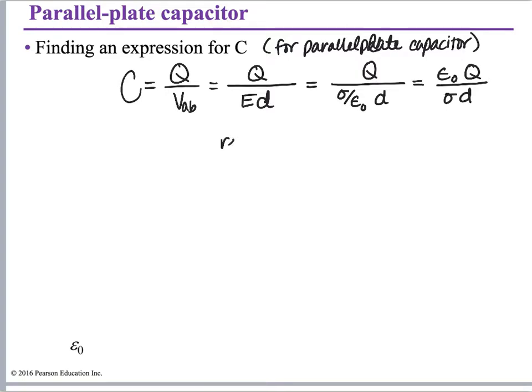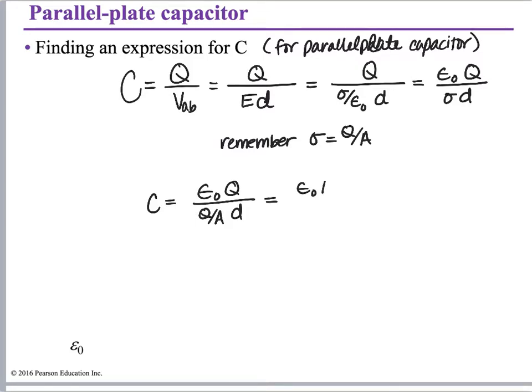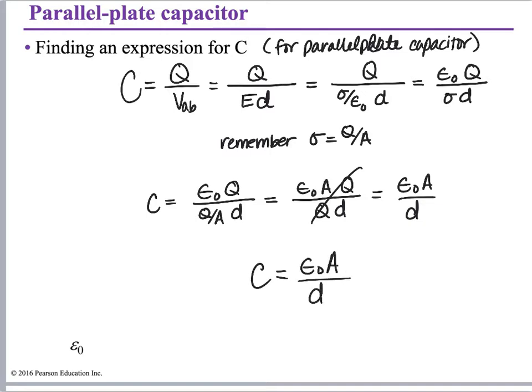And then I'm going to remember that the definition of charge, sigma here, was charge per unit area. So I'm going to substitute that in to my expression here. And again, I don't like fractions in my denominator. Notice my Q's cancel out. And I'm left with this expression. This becomes my expression for the capacitance of a parallel plate capacitor.